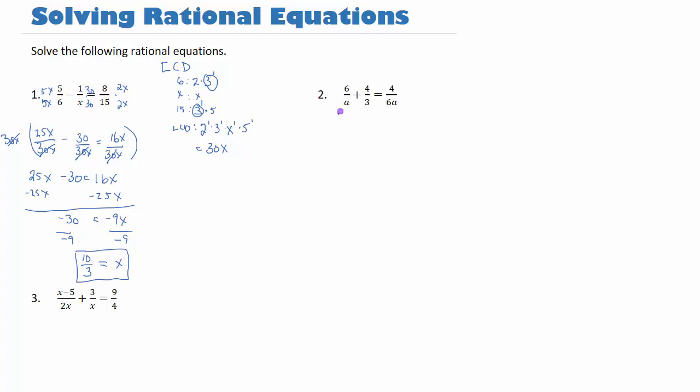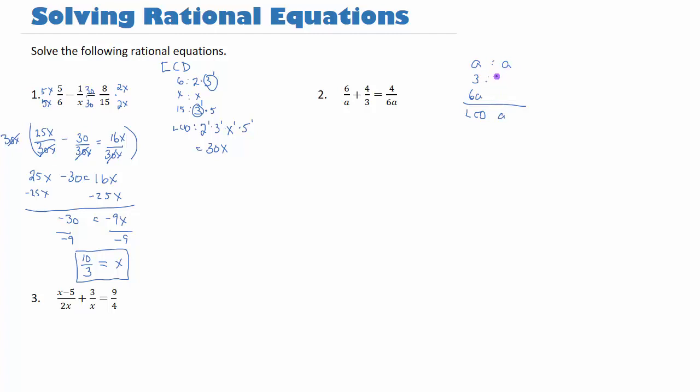Let's take a look at a couple others. Here, if I look at these denominators, what would my denominator have to be for all of these to have the lowest common denominator? Well, a, 3, and 6a. My LCD better have an a in it.